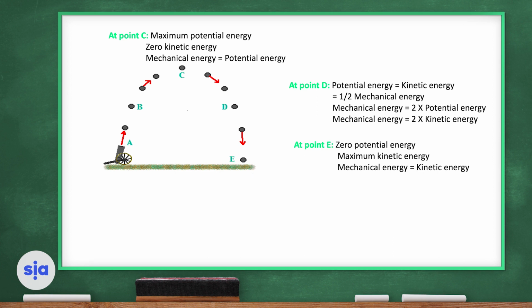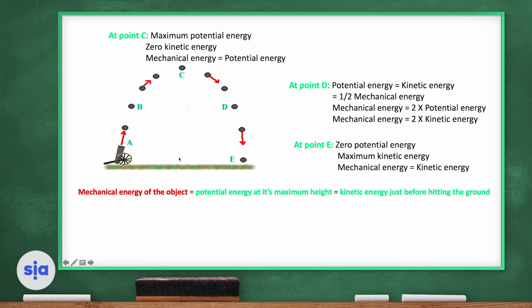Point E is the point just before the ball hits the ground. It has 0 potential energy, maximum kinetic energy, and mechanical energy equal to the kinetic energy of the object.